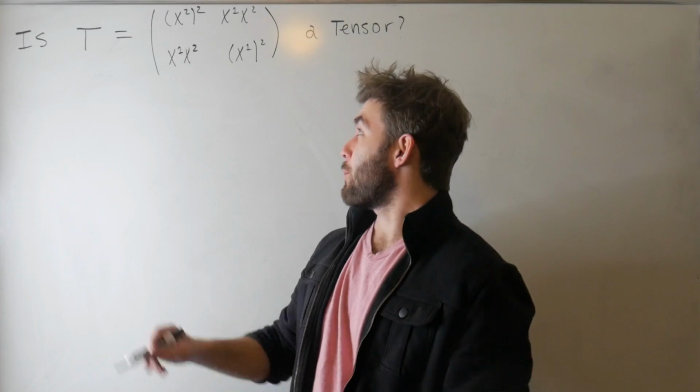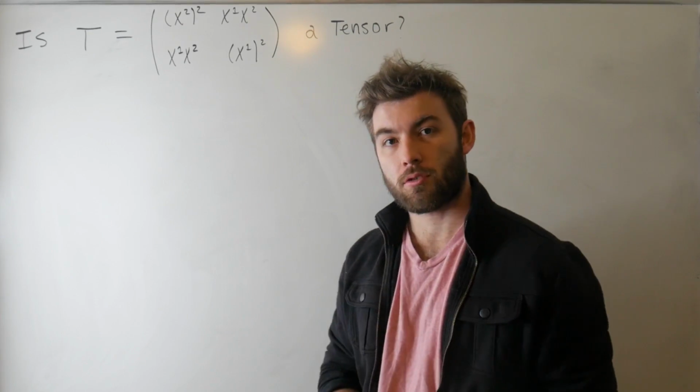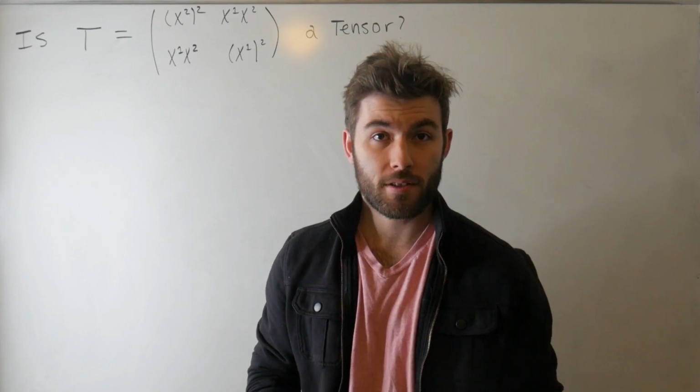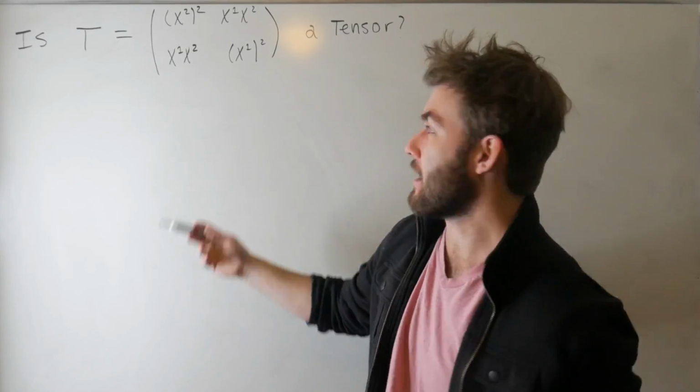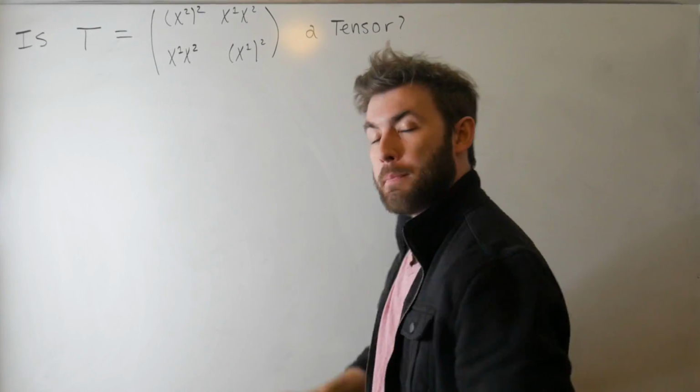So today we're going to take a look at an example. We're going to take a look at a square matrix and we're going to see if it transforms as a tensor. Alright, so this is a 2x2 matrix constructed from the Cartesian components of the two-dimensional position vector. So here, x1 is x, x2 is y. Is this matrix a tensor?